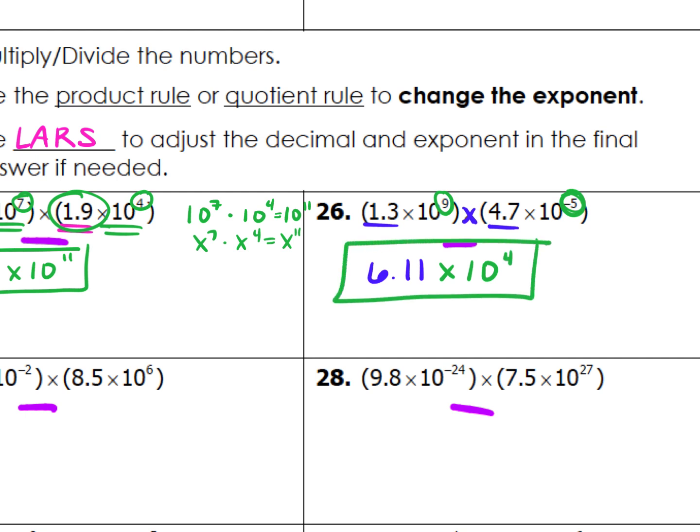Do you know how you can check these? Plug it into your calculator. If you plug this in parentheses times this in parentheses into your calculator, you should be able to get some number and convert it to this scientific notation, and they should be identical. Okay? So you can always check it in your calculator.